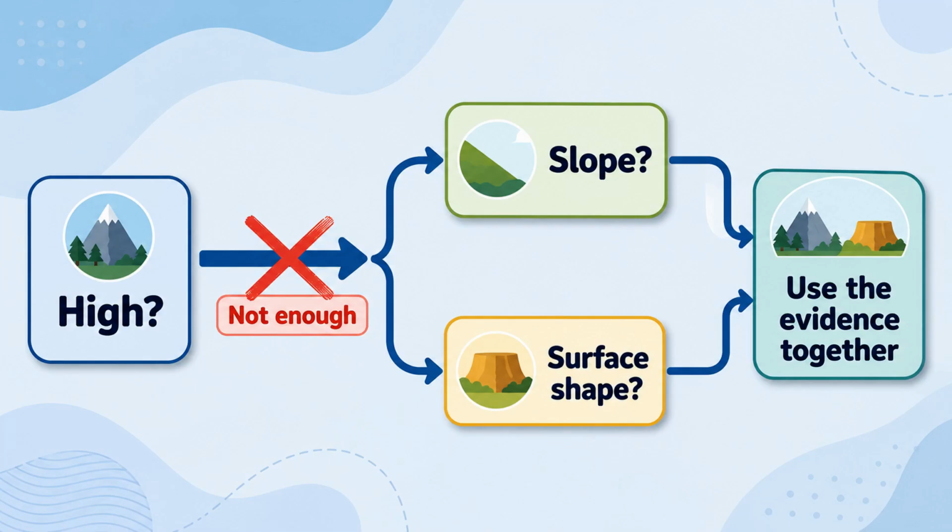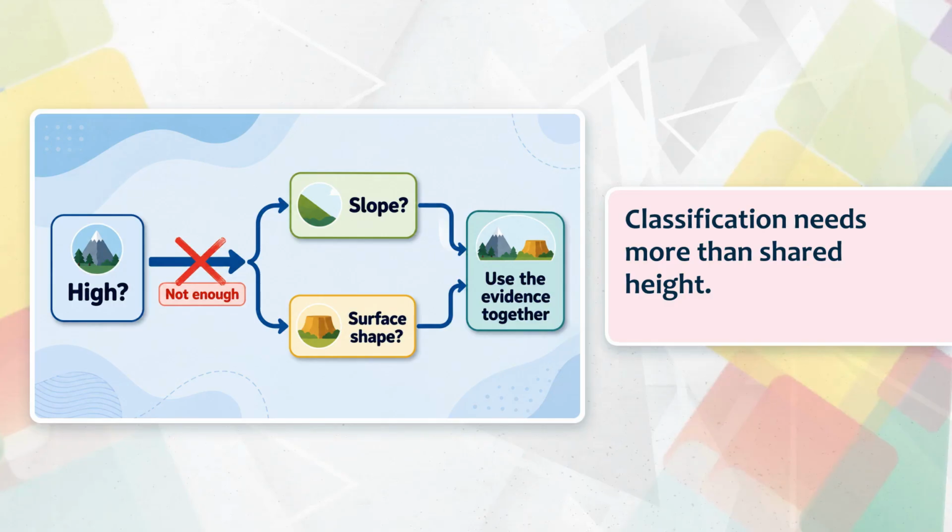The shortcut fails because mountains and plateaus can share the clue of high elevation. Slope and surface shape provide the additional evidence needed to classify them. The evidence corrects the common shortcut. Classification needs more than shared height. When elevation is similar, slope and surface shape become decisive clues.